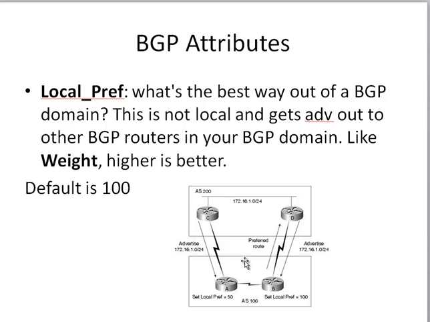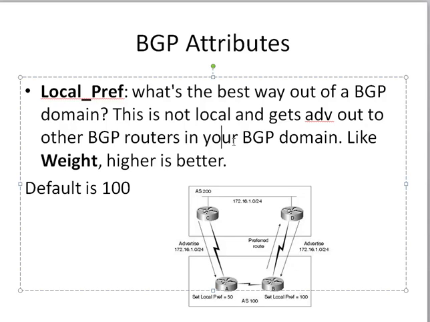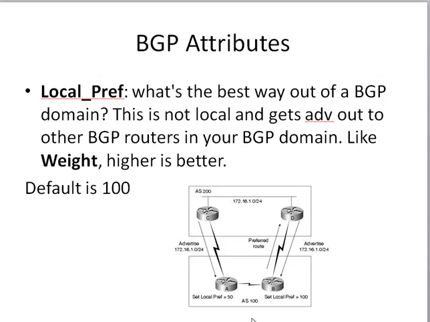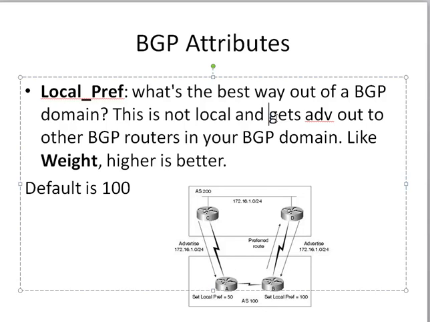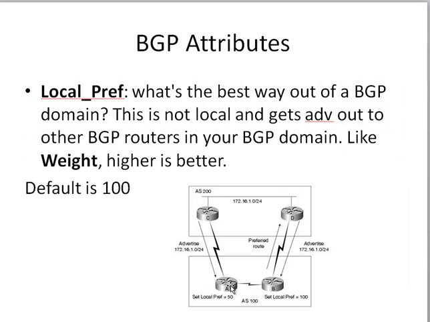And this is similar to what we had locally. This is something that's local to my autonomous system here. Local in the sense that it's not going to go across to my different autonomous systems, but it does get advertised out to other BGP routers in my BGP domain. So unlike the weight, which stayed locally on A, the local preference I can actually advertise out to B. So it learns that this route is assigned a local preference of 100 or 50 in this case, and it'll go back and forth between the BGP routers in your domain.